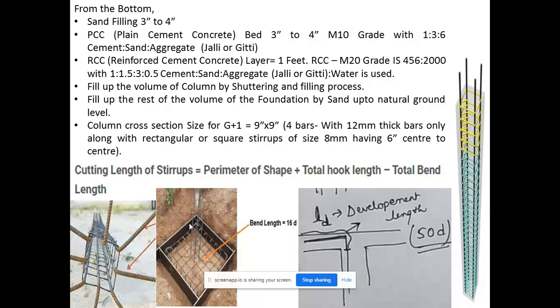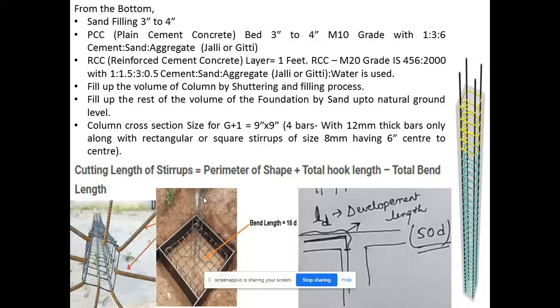So this is how it looks like, and it is fixed over to the footing. This is the column arrangement. And these are at appropriate angles such as 0, 90, 180, 360, and also 45. This needs to be fixed to the bottom of the footing, and then concrete needs to be poured in this volume, and the rest of the volume up to the natural ground level has to be filled up by sand.